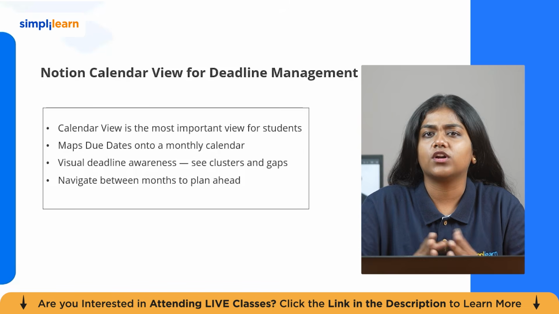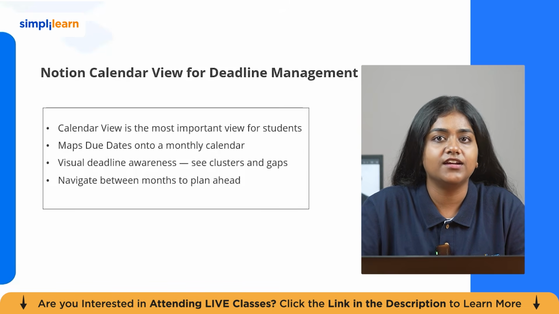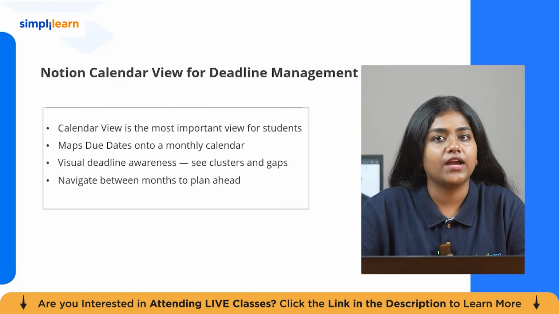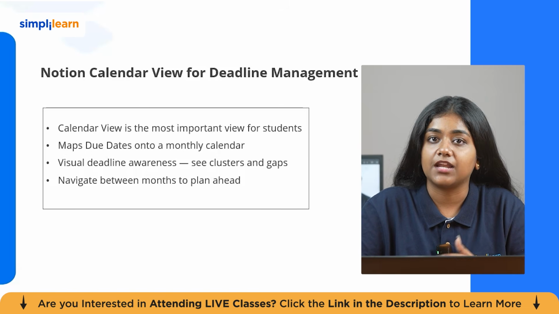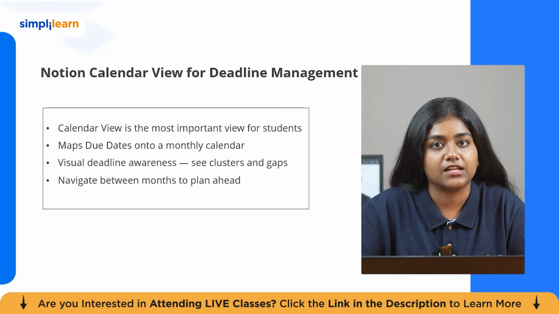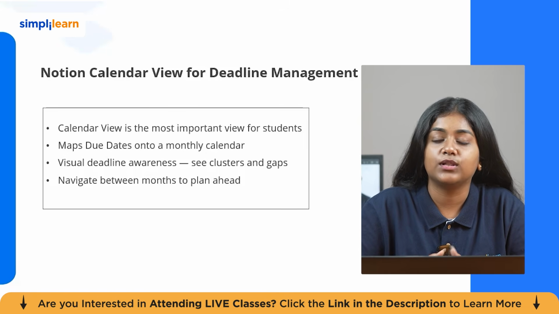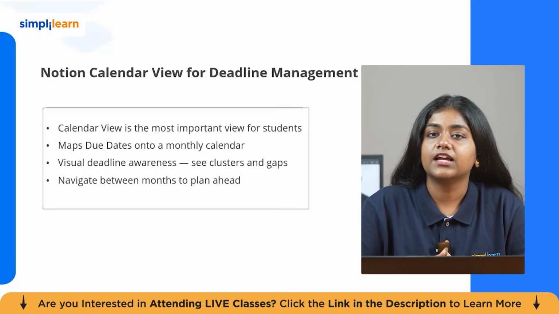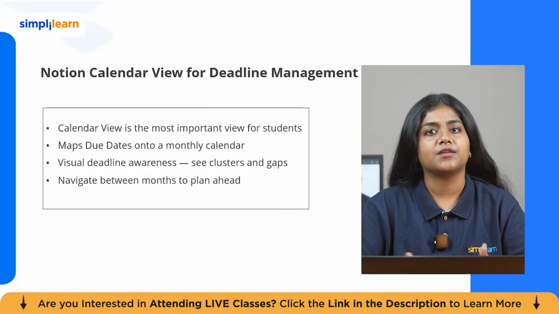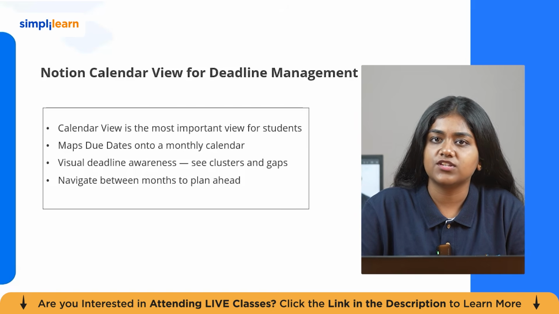Instead of working on whatever feels easy, you see the future clearly and can start early on clusters of deadlines. As I've shown you, you can navigate to any month to plan ahead for exams and major assignments. You can also filter the calendar view to show only high priority assignments, so your calendar is not cluttered with low priority work. Combined with the board view showing status across all assignments, you have complete academic oversight now. What stage is each assignment at and when is each one due, in 2 views?